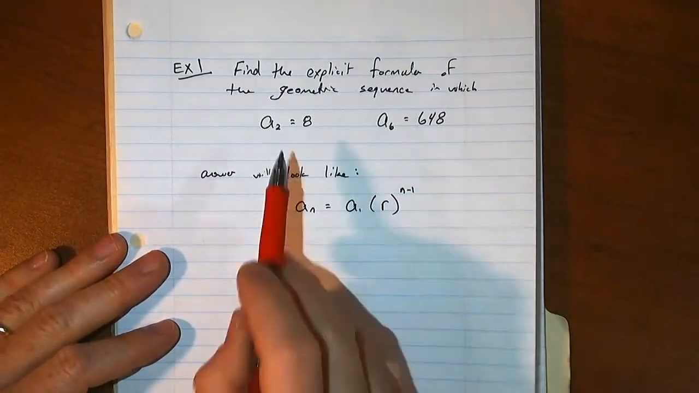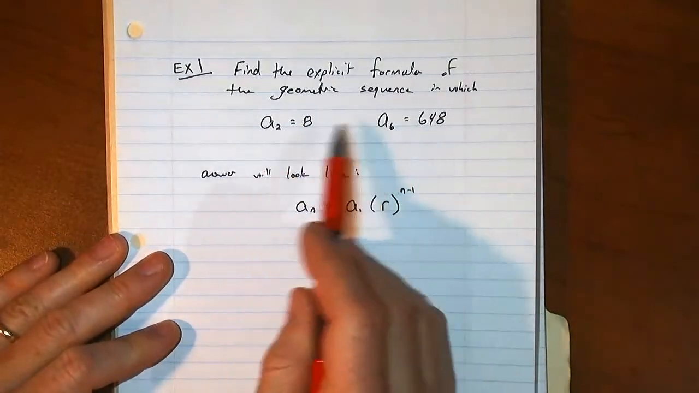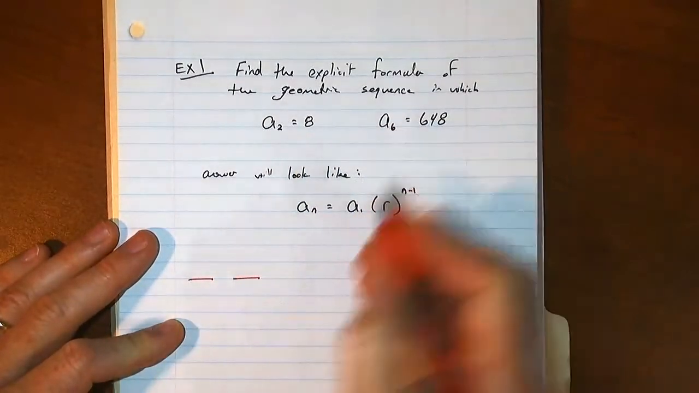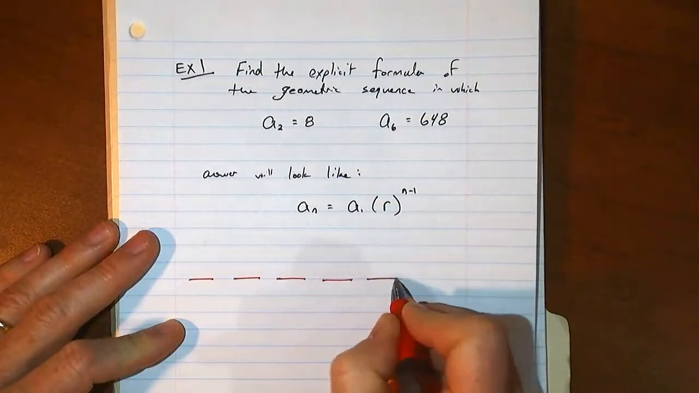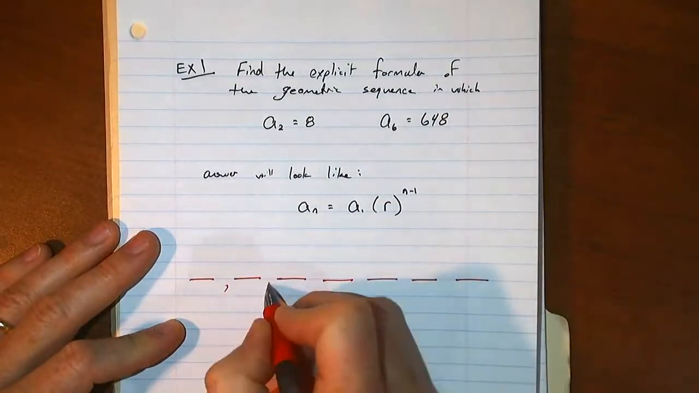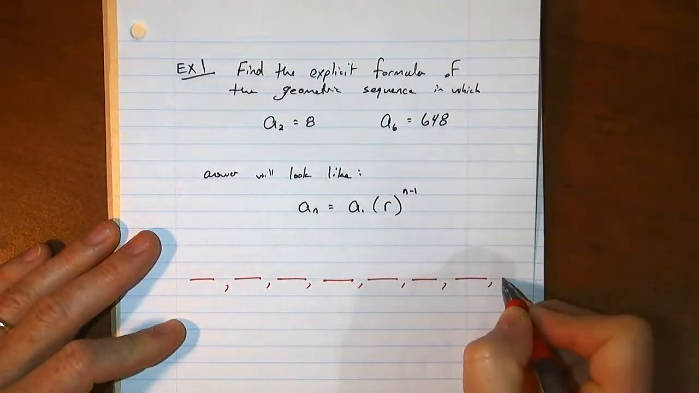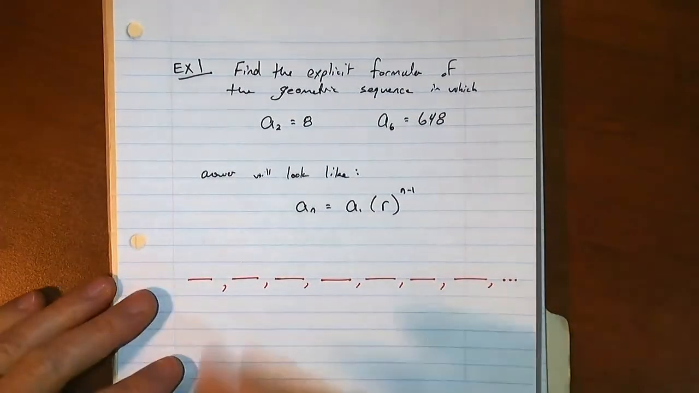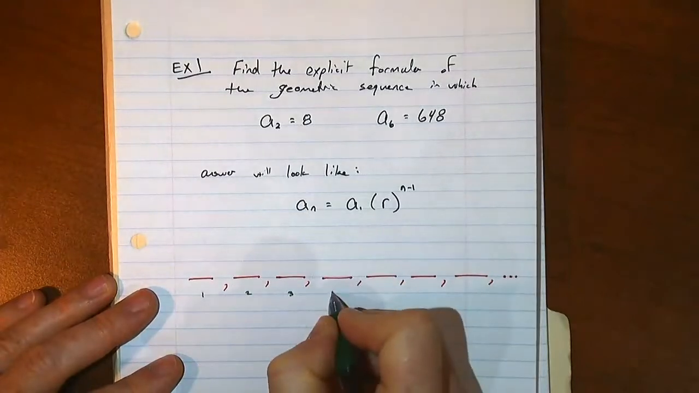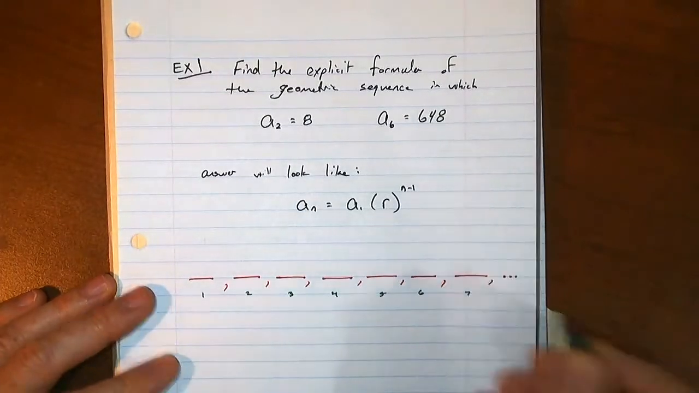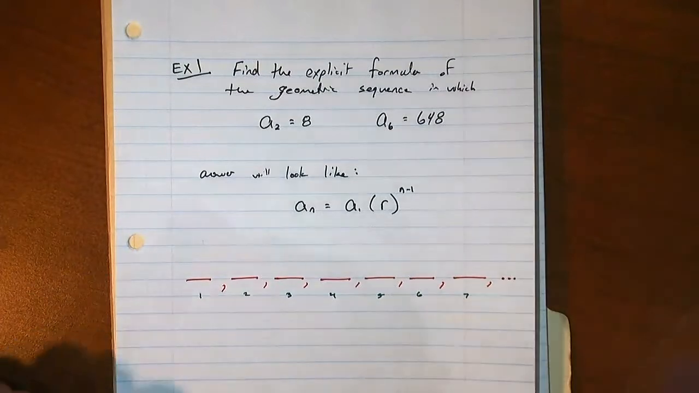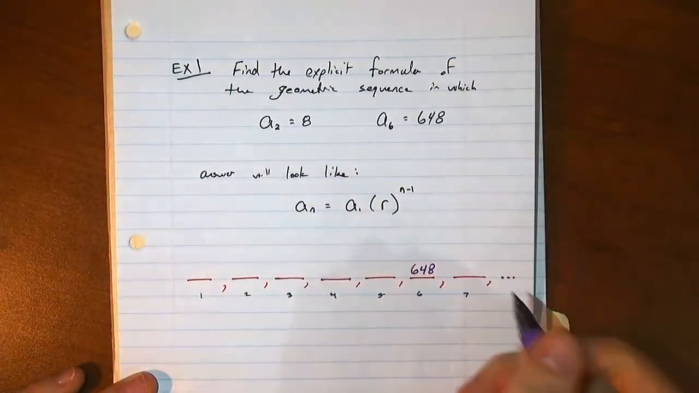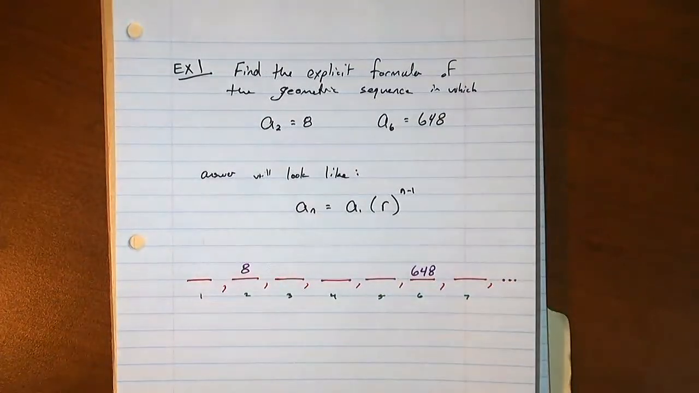Okay, so let's start like we did with the arithmetic sequence by looking at a visual of what this thing is. So I've got this thing that has at least 6 terms and maybe more. And we don't know for sure if it goes forever or not, but it doesn't matter when it comes to making the formula. So here's my first term, here's my second, here's my third, here's my fourth, here's my fifth, here's my sixth, here's my seventh. And the terms that I know are term number 6, which is 648, and term number 2, which is 8. Those are the 2 terms that I know.